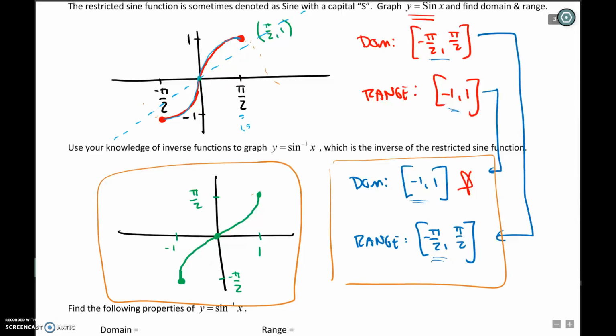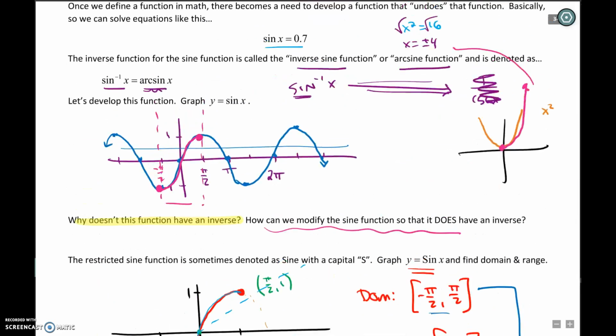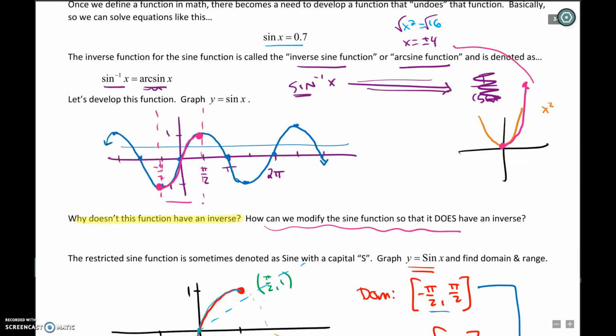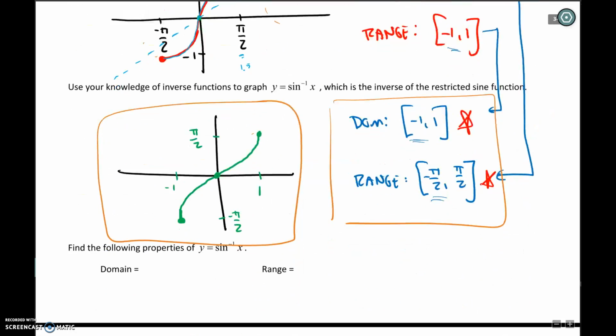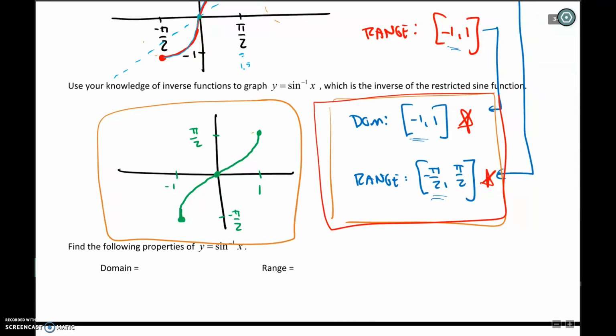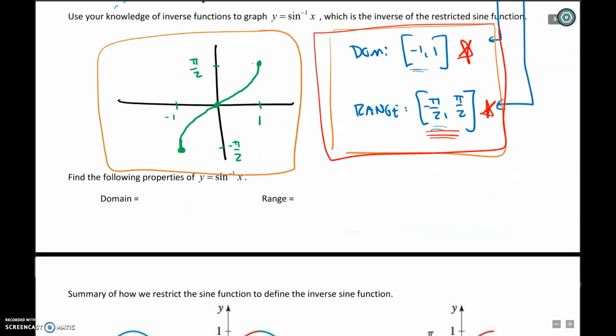Put a little star by these things because these are going to be important. Like the quadratic function, because I restricted the domain, there were tricky things with square roots and squares. When you square root both sides, you've got to remember the plus or minus. If you square both sides of an equation, you could introduce extraneous solutions. Because we restricted this, there are going to be tricky things involved with inverse sines, inverse cosines, etc. Okay? So let's keep this range in mind at all times.